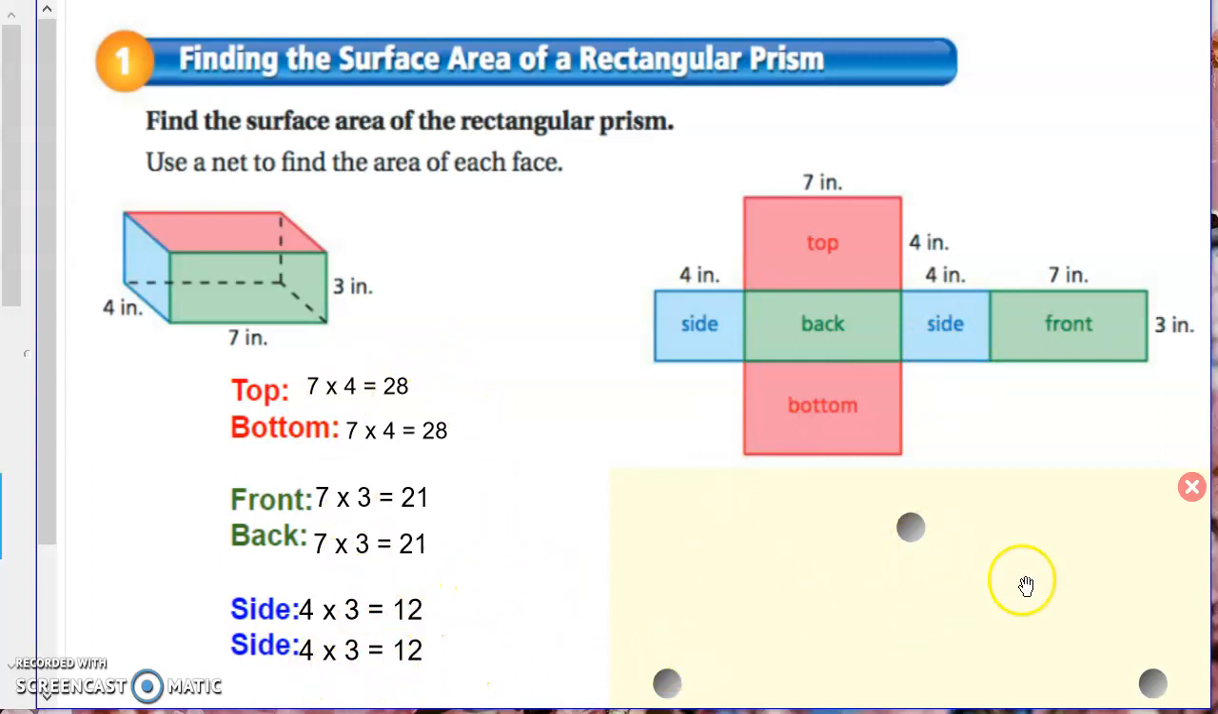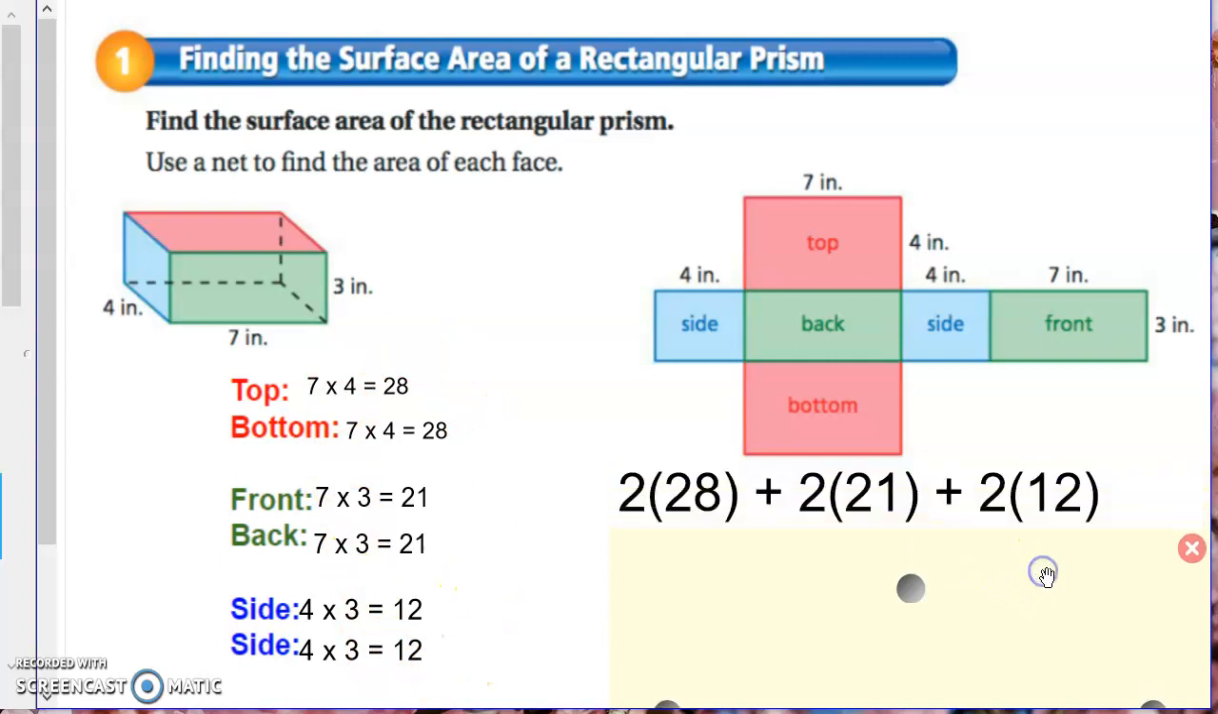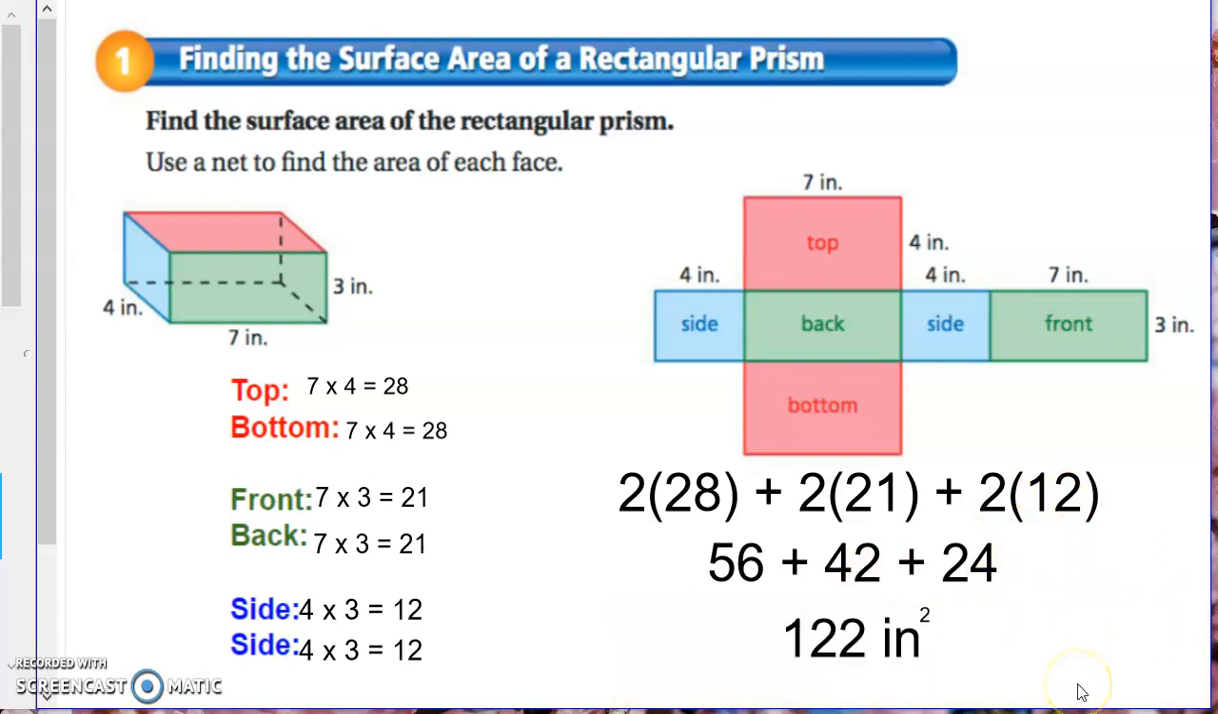Now the video said add all these up, and you can do that, but I can make it go a little bit faster by taking 2 times 28 plus 2 times 21 plus 2 times 12. So 2 times 28 is 56, 2 times 21 is 42, and 2 times 12 is 24. And when I add those numbers together, I get 122 inches squared.